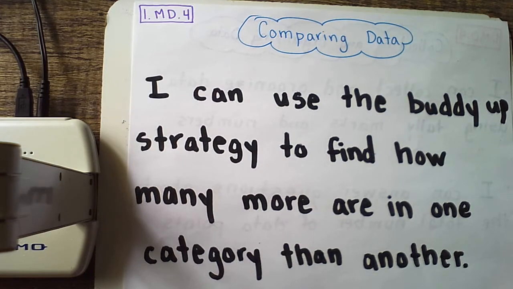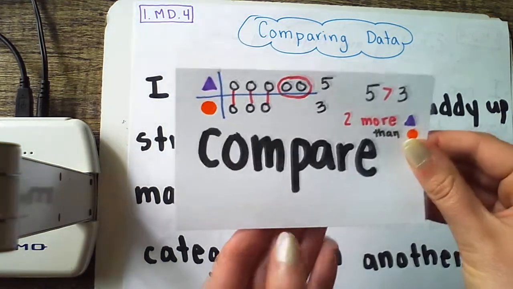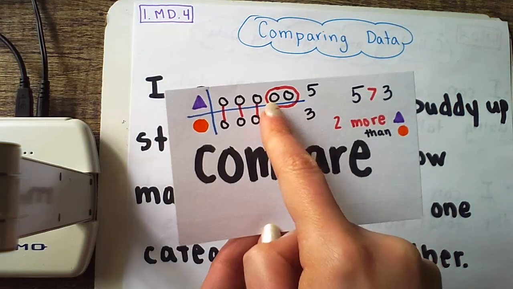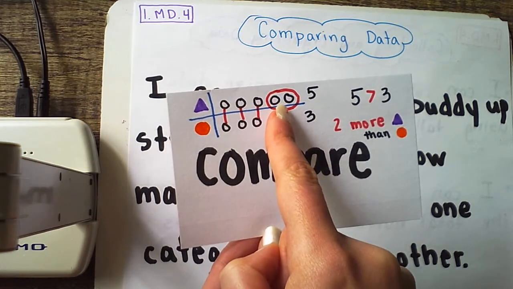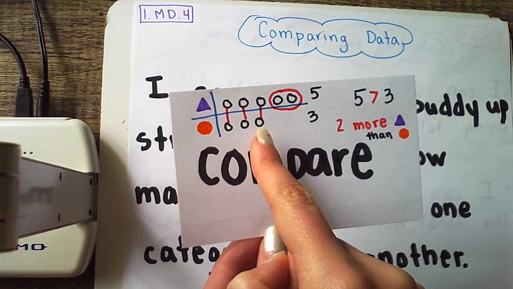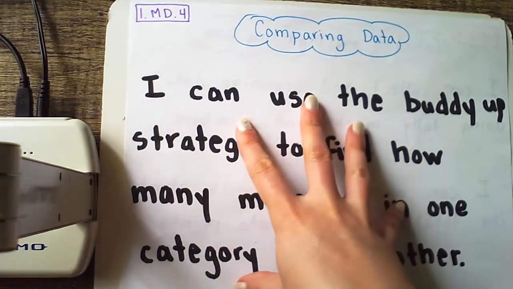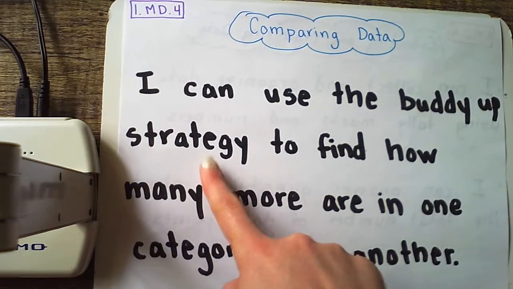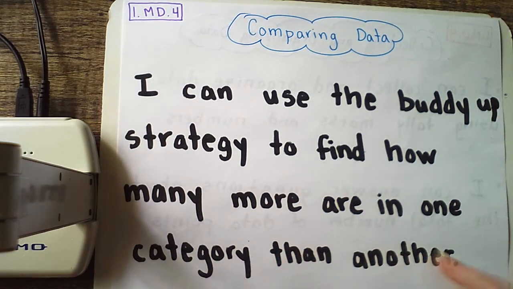Here's what we're working on today. Today we're going to be comparing data. When we compare, we're looking for what is the same about two groups, and then if there is a difference, whether that be how many more one group has than another, or how many fewer one group has than another. So we're going to do the following today. I can use the buddy up strategy, I'm going to show you what that looks like, to find how many more are in one category than another. So let's take a look.